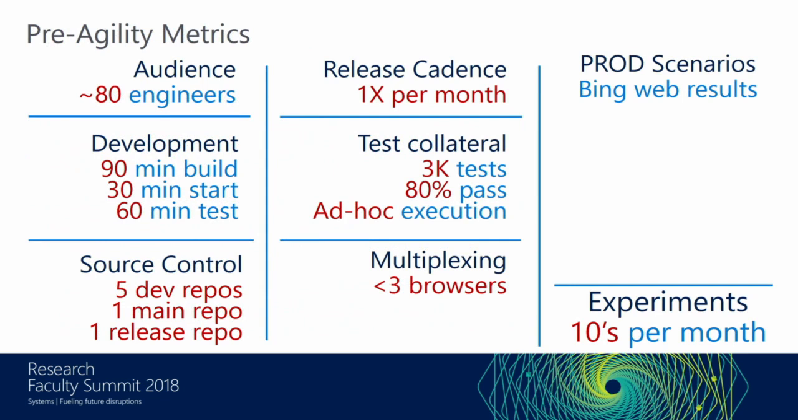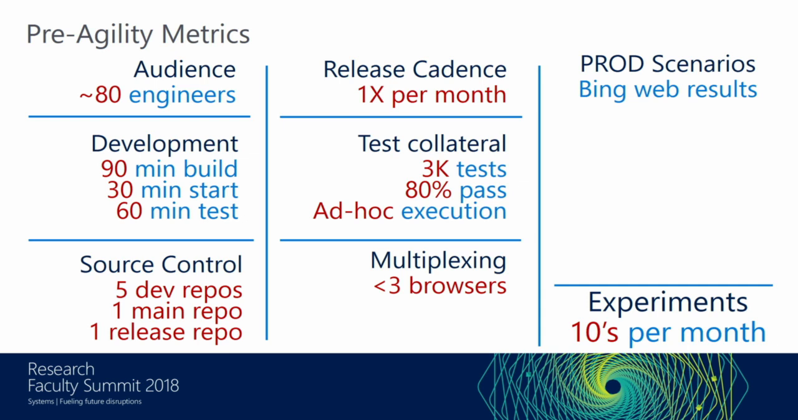So here's some of the pre-agility metrics. This would be from roughly 2011 or 12. We had roughly 80 engineers in our code base. Some of the more interesting things, we had 5 different development repos, 1 main repo and a separate release repo. So you can imagine the reverse integrations and the forward integrations we'd have to do every month, and it would be a huge delay to try to get that stuff sorted out. We were able to ship once per month.